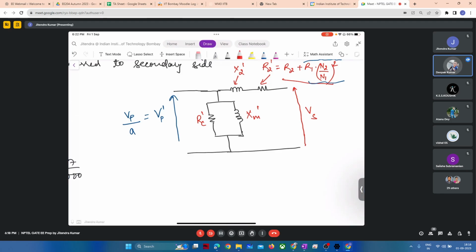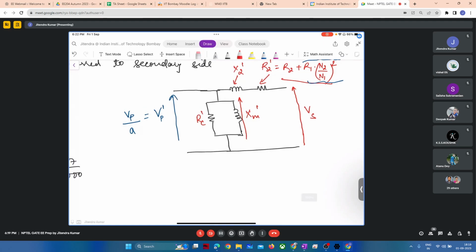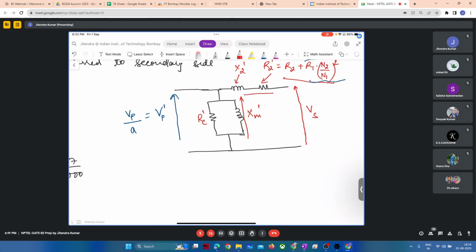And sir, where we should show the induced EMF primary and secondary? Here only. Here you can show the induced EMF of the secondary side, or this is referred to only secondary side, right? So here it will be your induced EMF, and whatever drop you will get here, that will lead to your secondary voltage, terminal voltage of the transformer.